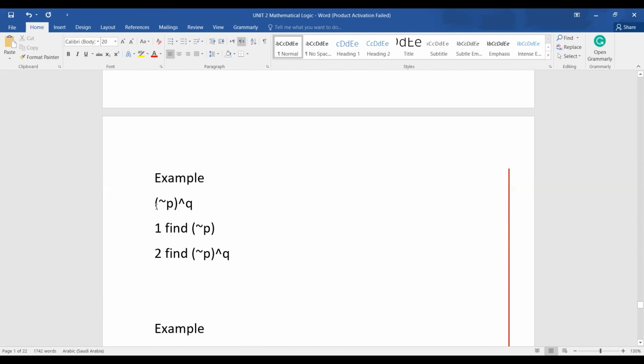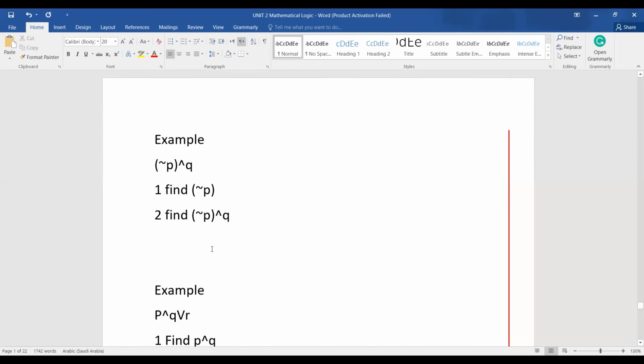Now here we have negation P and Q. According to the rules we followed, which one are we going to solve first? The bracket, negation, or the and statement? Bracket. First, we'll solve the bracket. Then next we're going to solve the negation P. After solving negation P, then only we can do the and. Then only we can do negation P and Q.